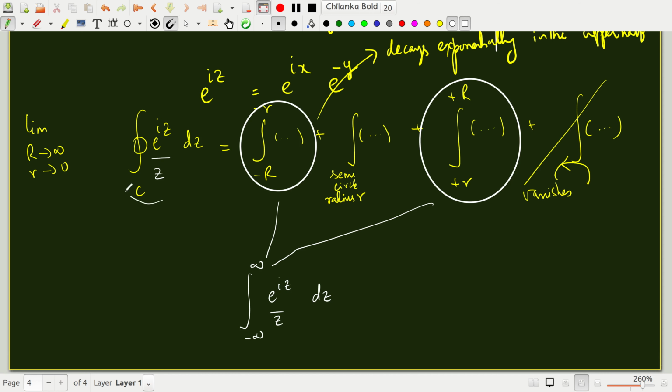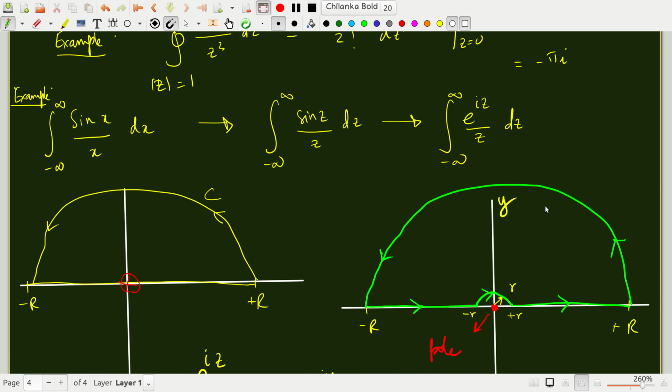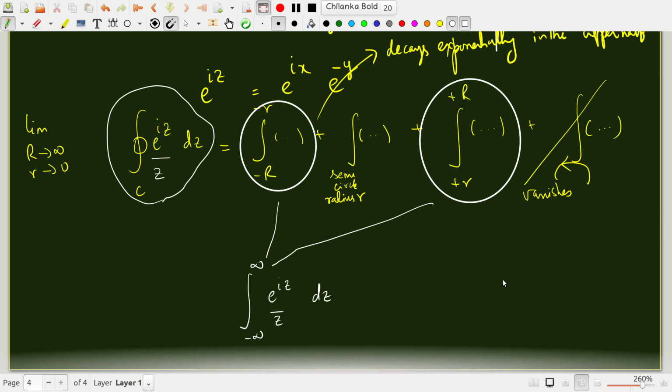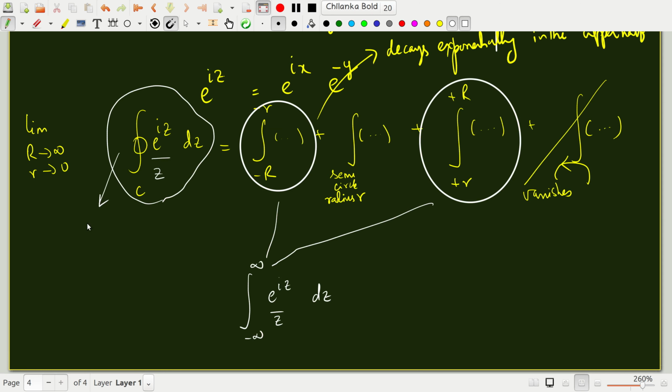Now if you look at the left side, within the contour that we have chosen, there are no poles because the pole is on the axis. So the left side is actually 0 from the residue theorem or Cauchy's integral theorem, because this is analytic, right? So all I have is the integral we want, plus the integral over the smaller semicircle of radius r of e to the iz by z dz, equals 0. So if I somehow evaluate this, I will get the result, right?